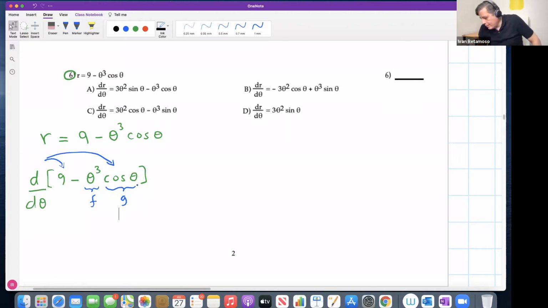Remember, the derivative of a constant is just 0. So this piece is going to be a 0. You really have to focus on taking the derivative of this part, which is a product of functions. Yeah, very tricky, very tricky.